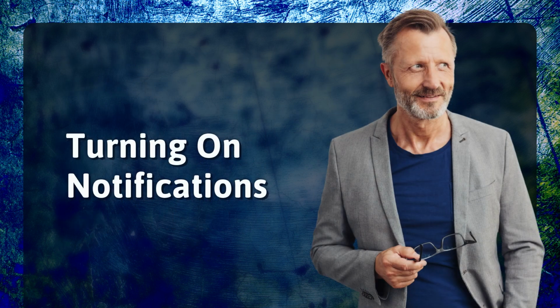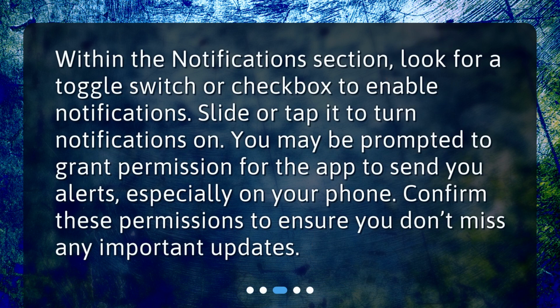Turning on notifications. Within the Notifications section, look for a toggle switch or checkbox to enable notifications. Slide or tap it to turn notifications on. You may be prompted to grant permission for the app to send you alerts, especially on your phone. Confirm these permissions to ensure you don't miss any important updates.